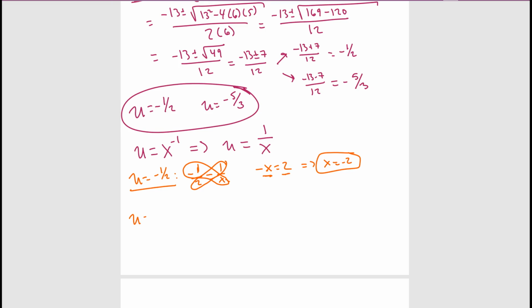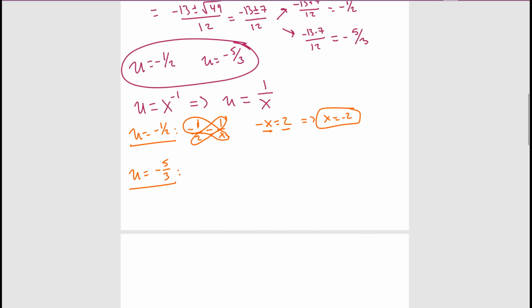For the other one, u is equal to negative 5/3. So I'm going to have negative 5 over 3 equals 1 over x. Okay, so I'm going to do the same thing, cross multiply. It's going to give me negative 5x is equal to 3. So x in this case is going to be equal to negative 3 over 5. Okay, and that's my answer.